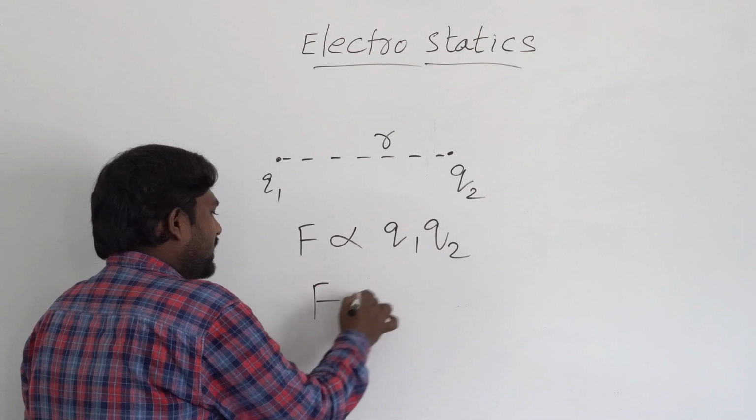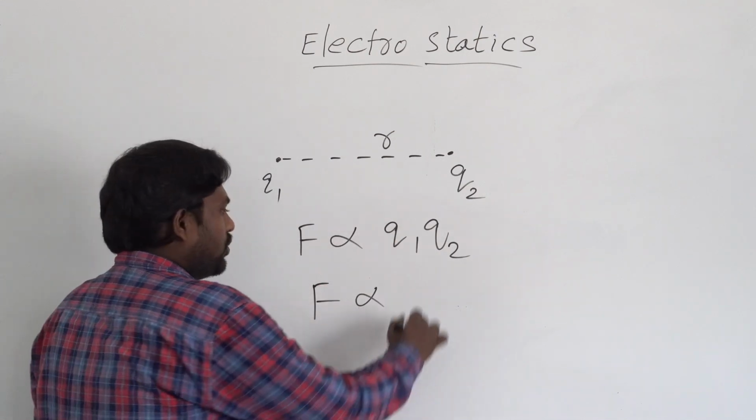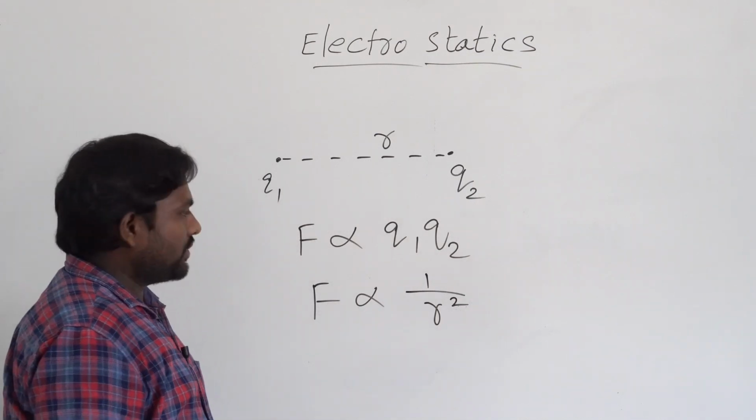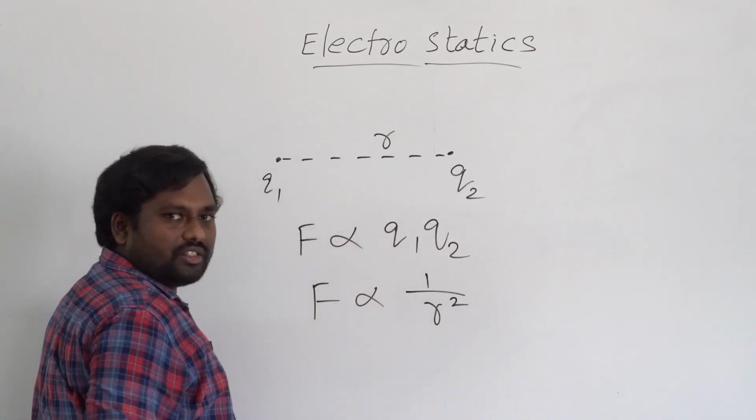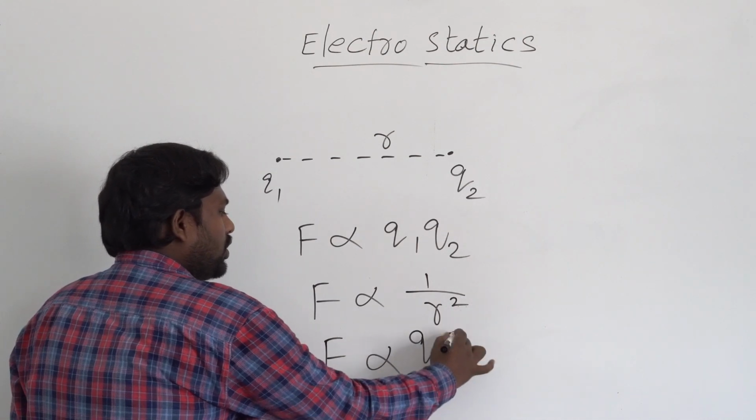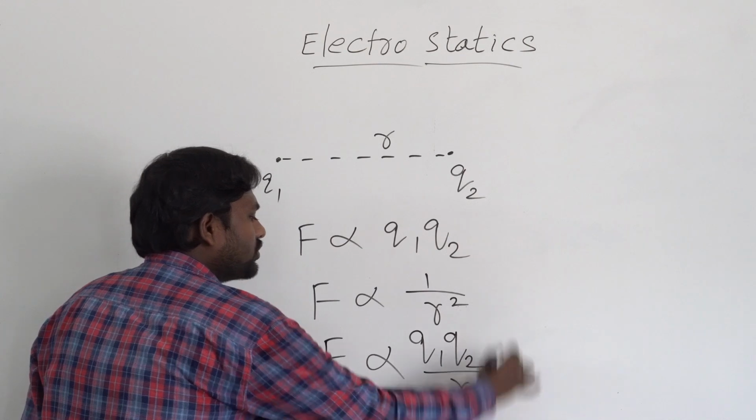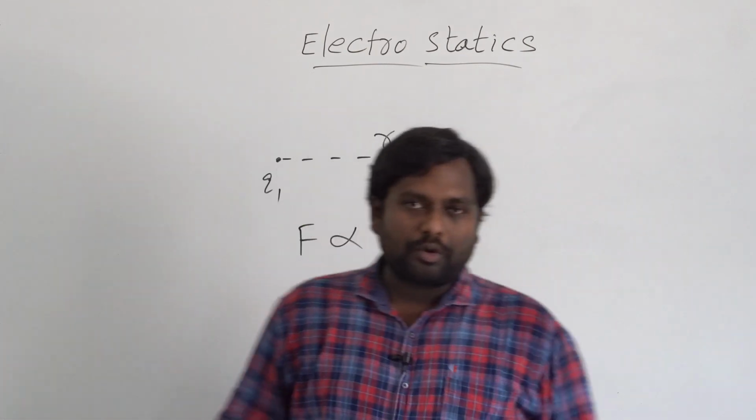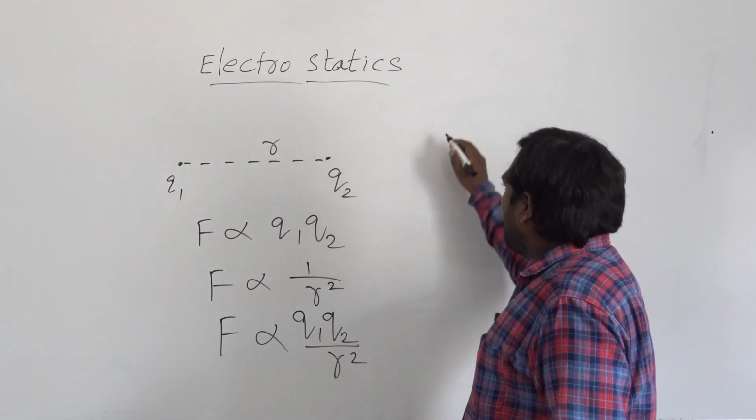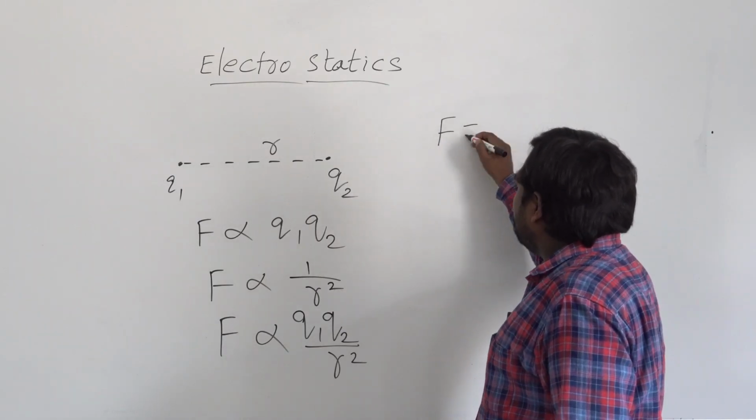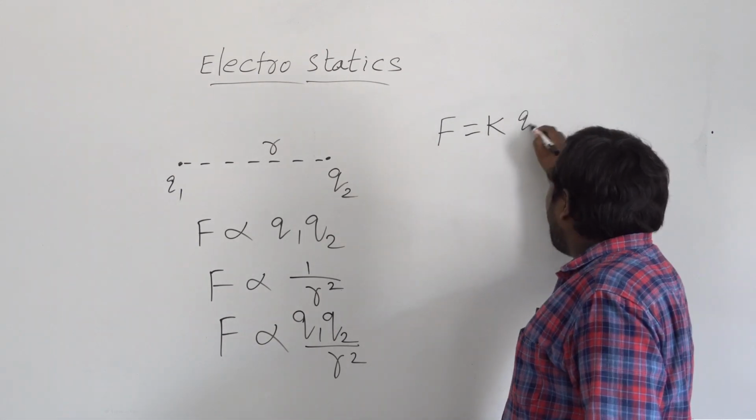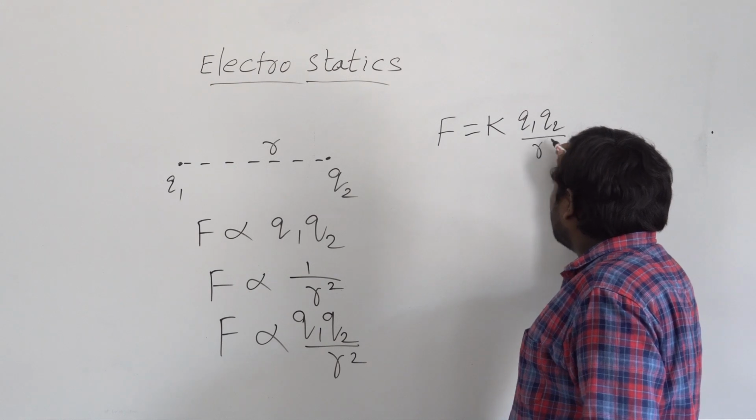And it is also found that it is inversely proportional to the square of the separation between the point charges. So by clubbing these two relations, we can get F is directly proportional to Q1 Q2 by R square. And if I remove this proportionality symbol, I have to put a constant, and finally this expression is written as F is equal to K Q1 Q2 by R square.